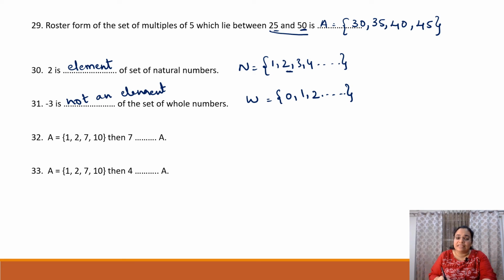The next one is A is equal to 1, 2, 7, 10. Here they gave a particular set containing 4 elements, that is 1, 2, 7, 10, and they are asking, is 7 an element of A? Yes, it belongs to A, right? In the same way, is 4 an element of A? No, right? So it does not belong to A.